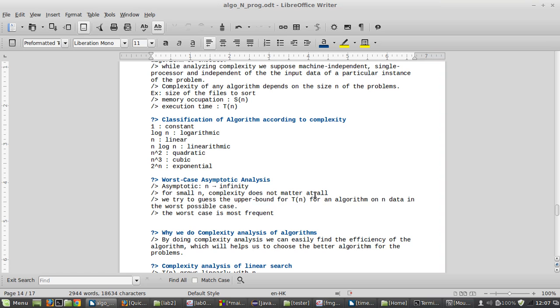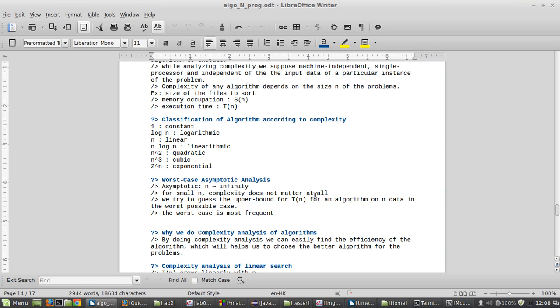So complexity, it doesn't matter. I mean, complexity does not matter at all for smaller n, for constant size. We have to analyze the complexity so that our execution time doesn't go to infinity. Otherwise, it is not going to execute at all, and the algorithm is not useful at all. So that's the concept here that you have to understand.